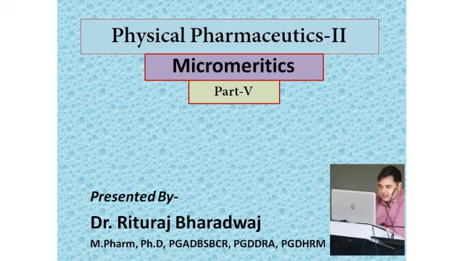Hello everyone. So we are going to start part 5 from the unit Micromeritics. In this part we are going to deal with the different phenomena which affect the flow property of powders, as these parameters are important in designing of different dosage forms and their manufacture in the pharmaceutical unit operation. So without wasting any time, let's start the presentation.